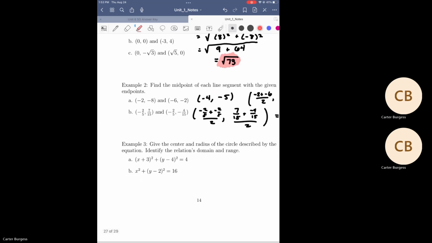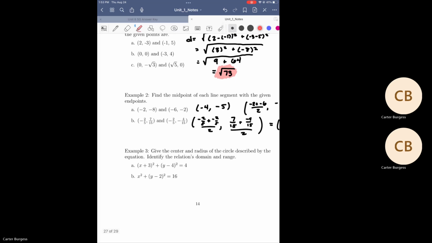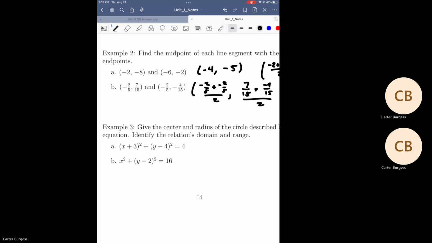Okay, looking at 3a, let's just go ahead and go through these. What is the center of this circle going to be?